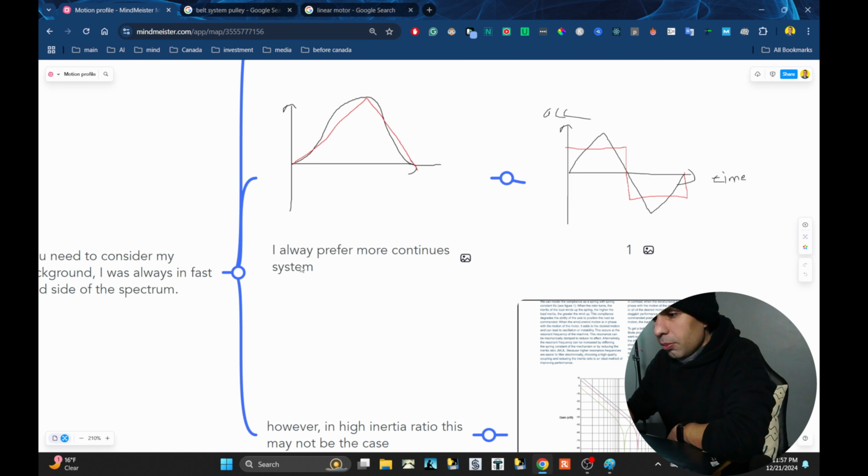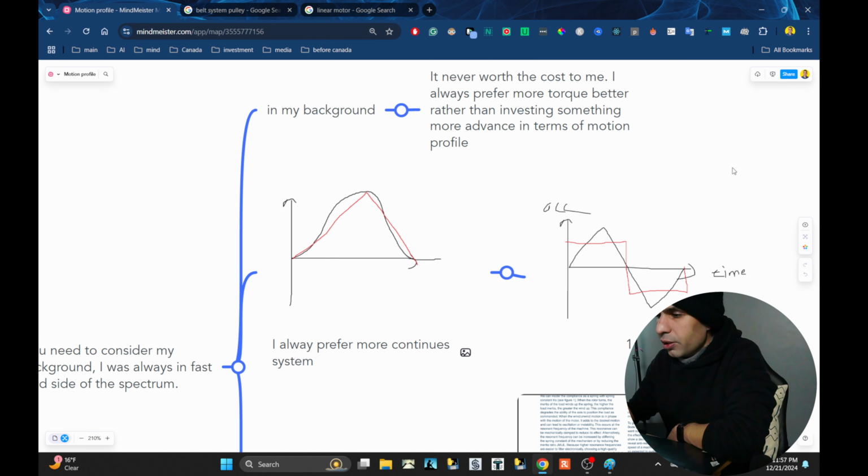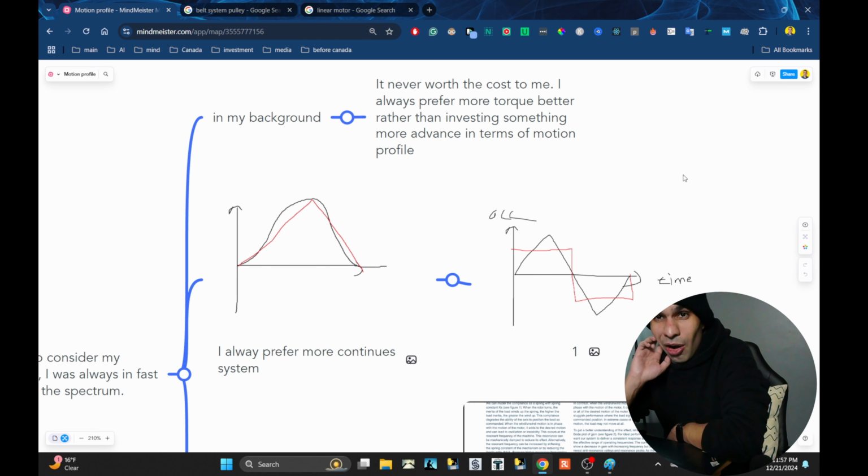In my background, in all applications that I play with, I have been doing robotics since I was 19, and I'm 34 years old now. So I'm doing this for almost 15 years.